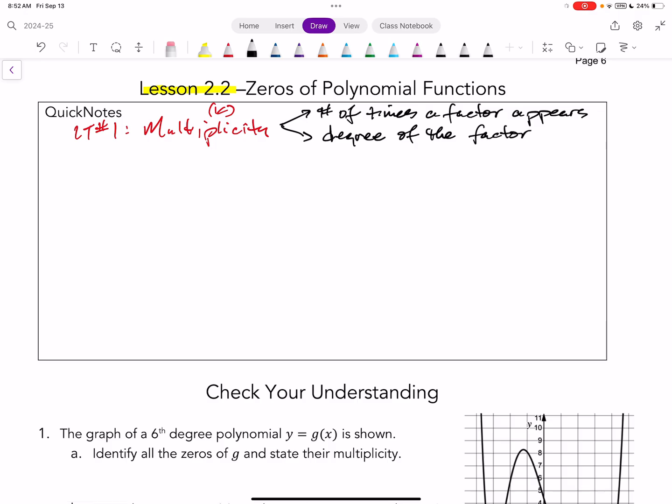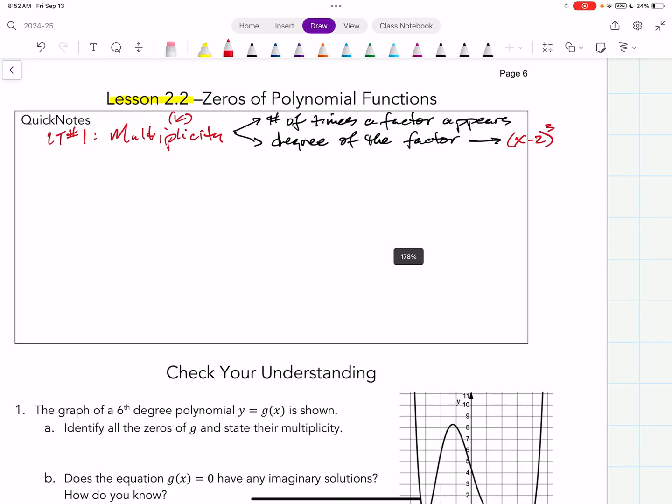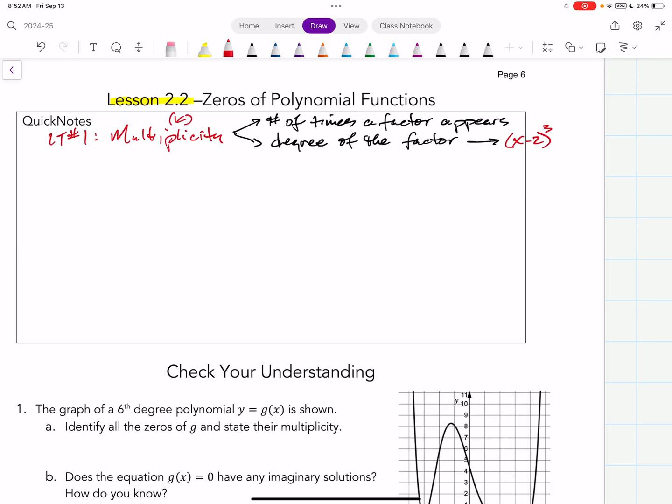So what do I mean? Let me exemplify. Let's say we take x minus 2 to the third power. Very simple example. Notice that here k is 3, and notice that it's odd. So the multiplicity here is 3. Here the factor gives us a zero at 2.